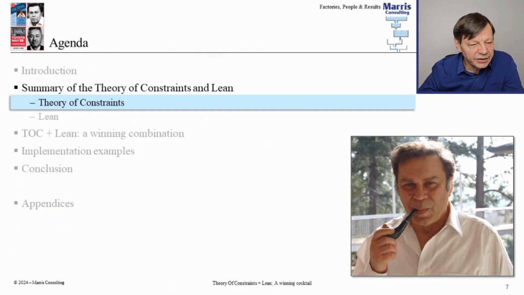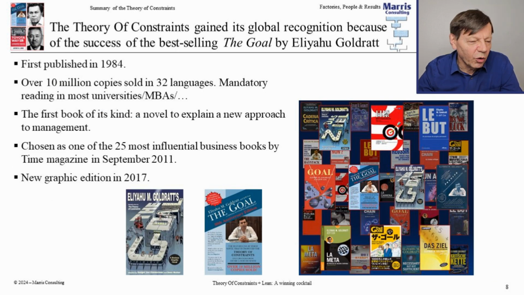Start with the theory of constraints. The guy there is Eliyahu Goldratt, the author of the book The Goal and the creator of the theory of constraints. Probably one of his most brilliant ideas was, when he was frustrated with regards to the number of people who understood the theory of constraints, he wrote a novel, The Goal, back in 1984.